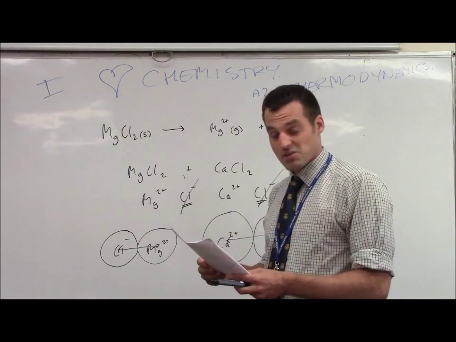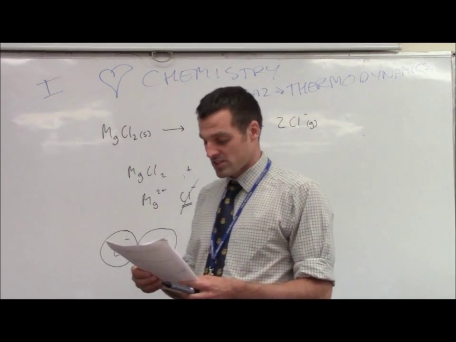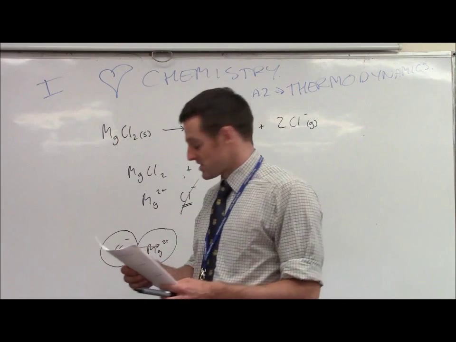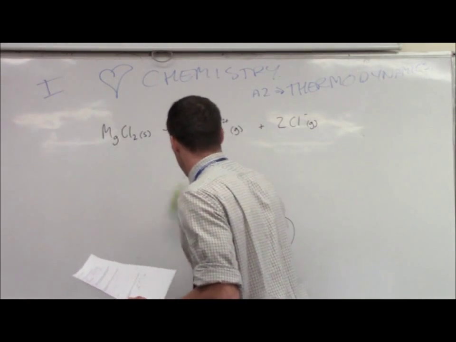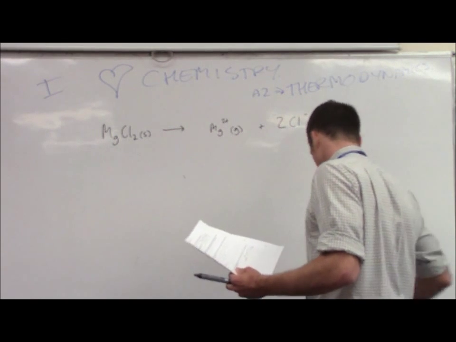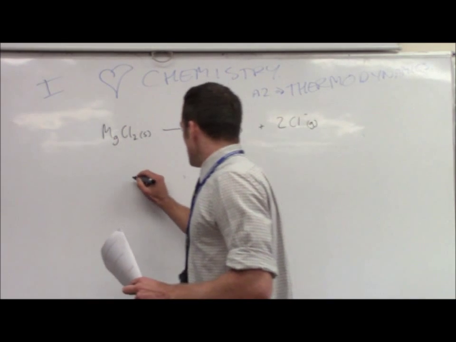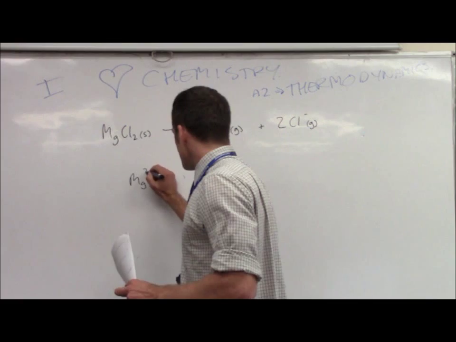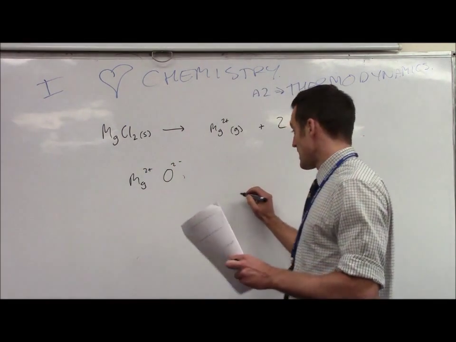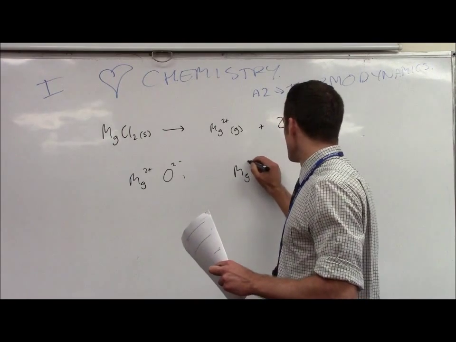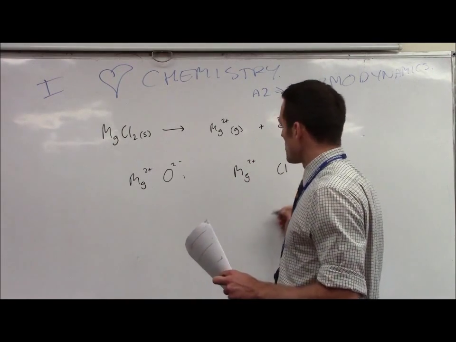A similar question here, question C: explain why the lattice dissociation enthalpy of magnesium oxide is greater than that of magnesium chloride. So now let's look at magnesium oxide and magnesium chloride. Again, spot the difference. Magnesium oxide is made up of Mg2+ and O2-, whereas magnesium chloride is made up of Mg2+ and Cl-.